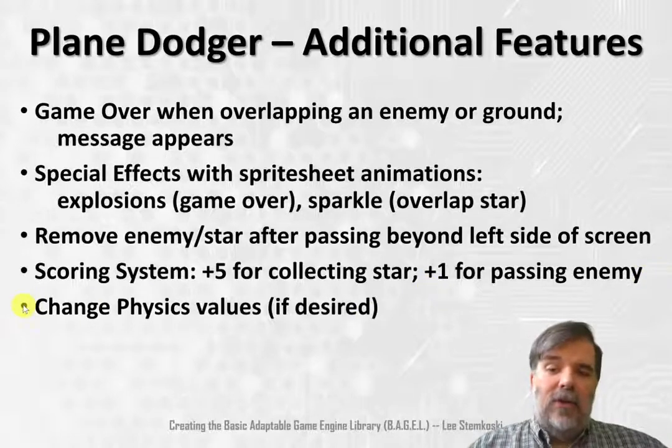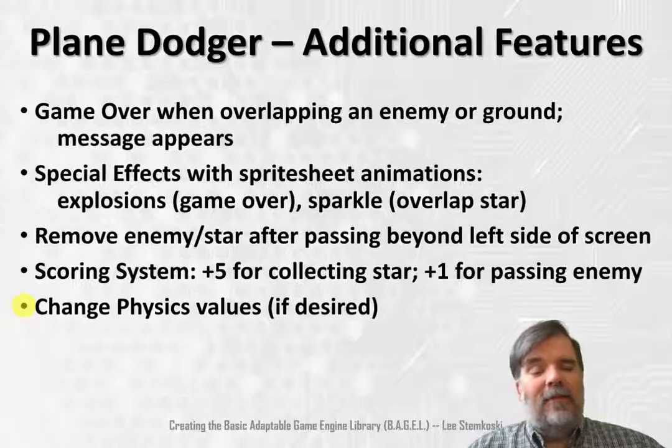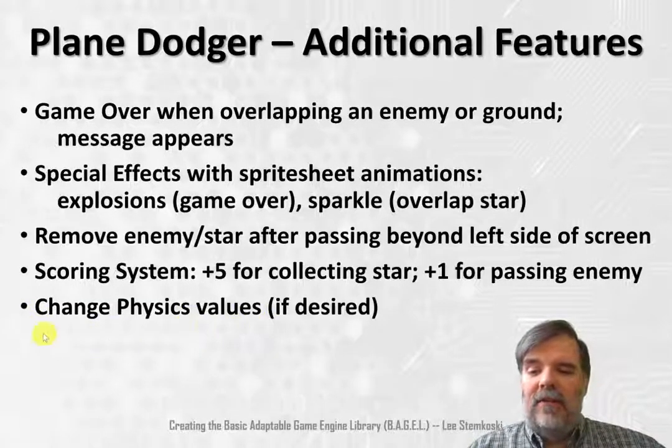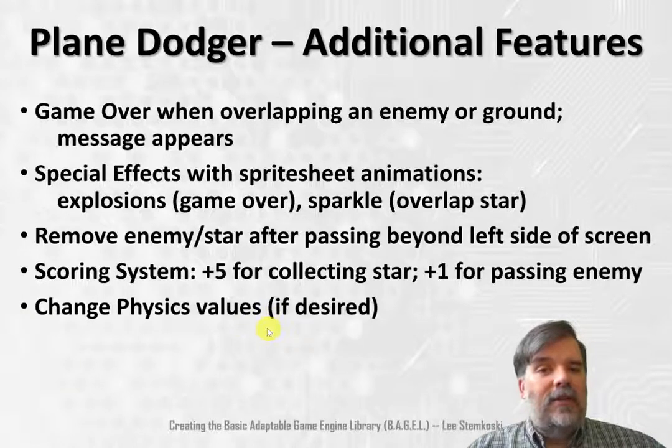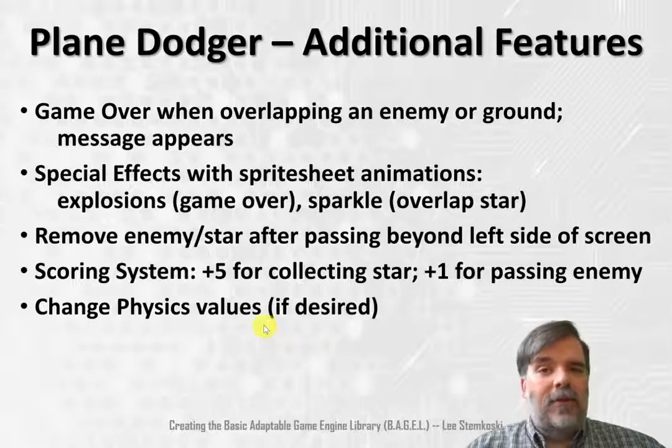And finally, you're making this game, so you can feel free to tweak any of the numeric values as you wish. You can have objects spawn more frequently, if you think that'd be more interesting. You can also change the different physics values, the different speeds of the enemy and the star, the frequency with which they appear, or also for the player.